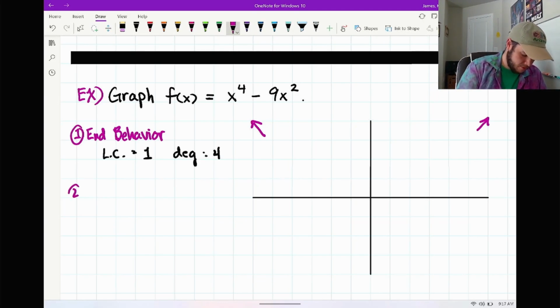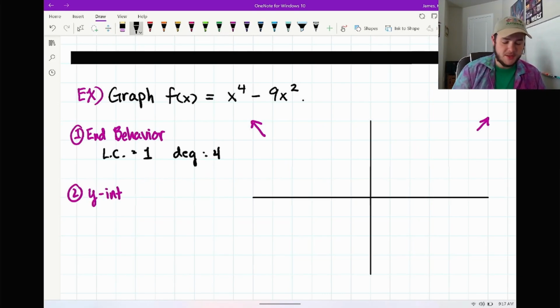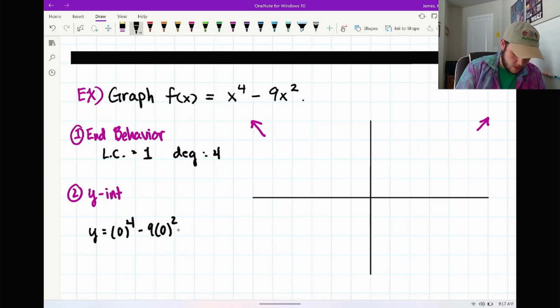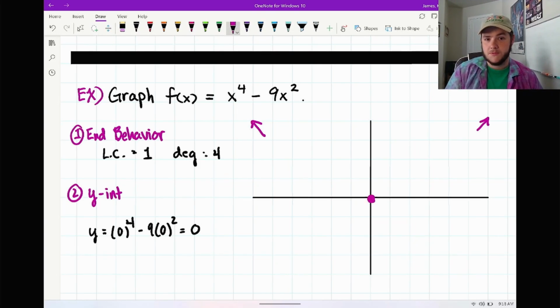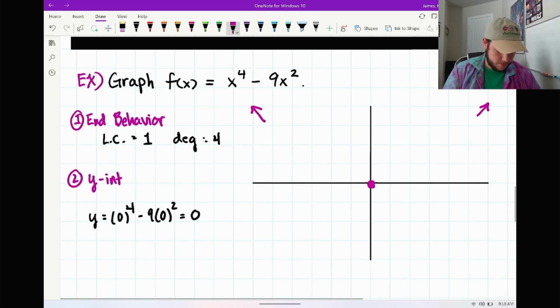Number two, y-intercepts. Remember, this happens when x is equal to 0. So, I need to find y when x is 0. Well, turns out it's just 0. So the point 0, 0 is on the graph. Step 3.